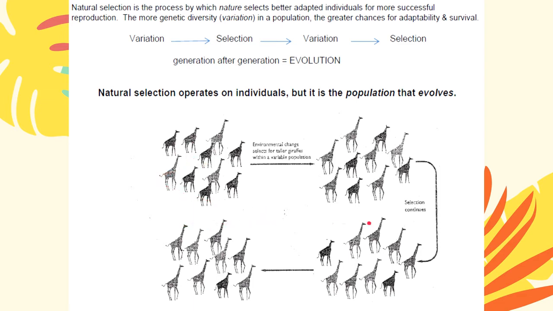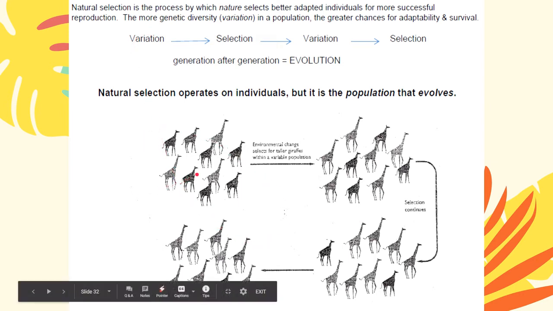This is just one way. Variation in the species, selection, reproduction, and then over successive generations could lead to evolution.